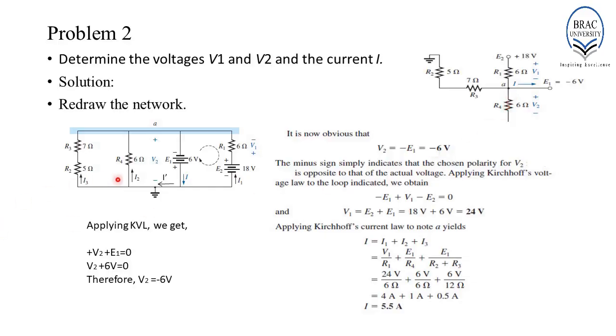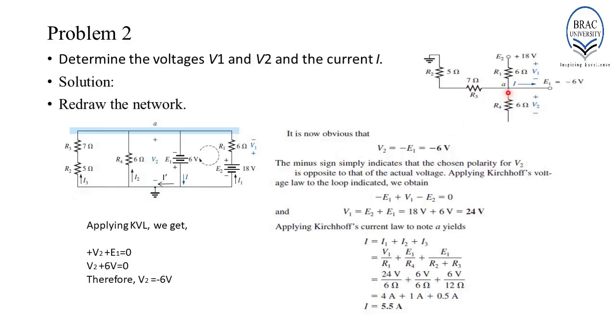While redrawing the network, I'm representing node A as a straight wire. Now, if we look here, node A has R3 and R2 connected in series, and then the other terminal of R2 is connected to the ground. So, this is node A, which has R3 and R2 connected in series, and the other terminal of R2 is connected to the ground.